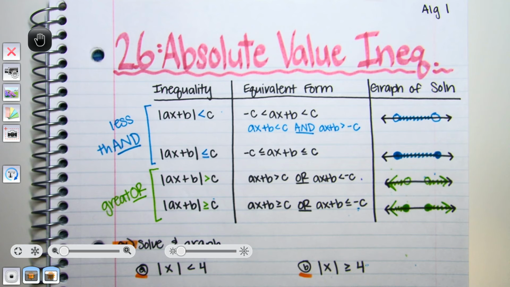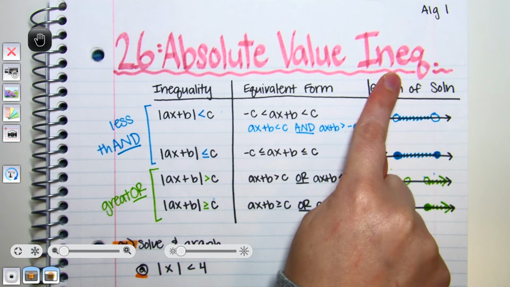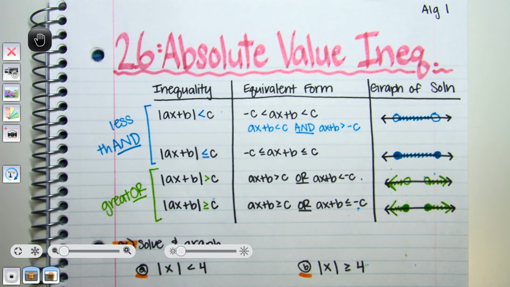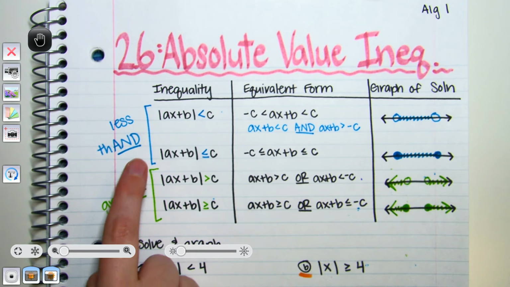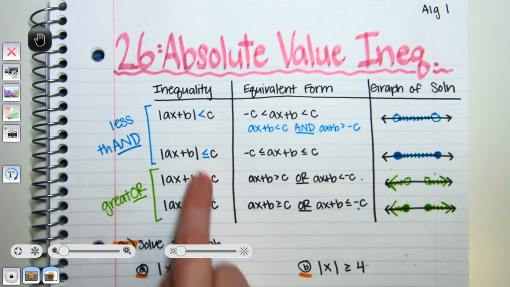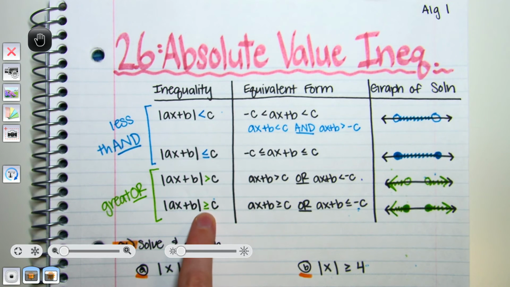Hi everyone, so today we're going to be doing notes on section 2.6, which is all about absolute value inequalities. Remember, this abbreviation that I use means inequalities. So go ahead and take a second to pause this and write down this chart. All right, so the inequality, there are two different kinds: when we have the less than or equal to symbol, or the greater than or equal to symbol. Those are the two different cases we're going to be looking at.